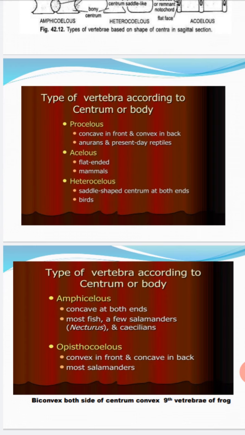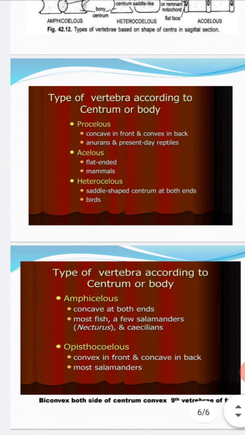Opisthocoelous means opisto, back, and coelous, cavity. When the posterior side is concave and the anterior side is convex, it is called opisthocoelous, and it is found in salamanders. Then there is biconvex. As the name indicates, the centrum is convex on both sides, for example the ninth vertebra of the frog.